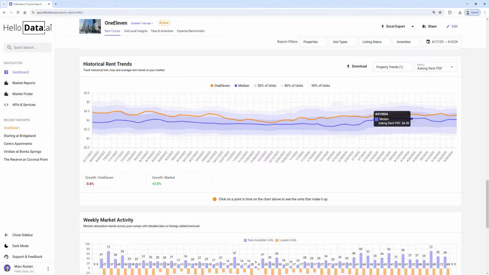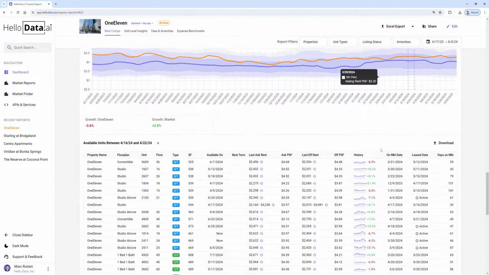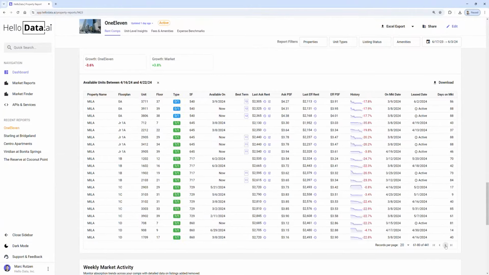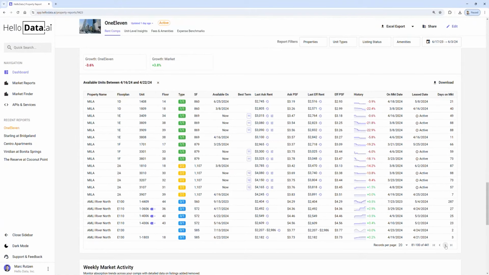What we do that's very different is we get very, very granular, right? So if you click any chart or graph in the interface, we're actually going to show you all the underlying data, every unit that was on the market during that time frame, with granular detail on those particular units and their full price history. So if we look at this Mila property, unit 1809, 18th floor, 860 square feet, we saw that it entered the market on 3/8 and it was leased on 4/16, 40 days on the market in total.